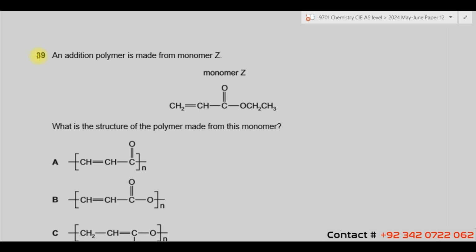Question 39. An addition polymer is made from monomer Z. What is the structure of the polymer which is made from this monomer? We know in addition polymerization, double bonded carbons become the backbone of polymer. So only these two are involved in the long chain. This is the side chain substituent. It is not going to be the part of long chain. So only these two carbons are present.